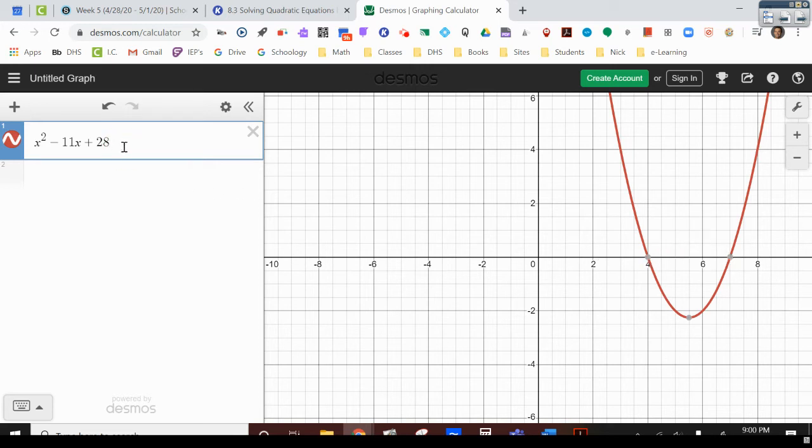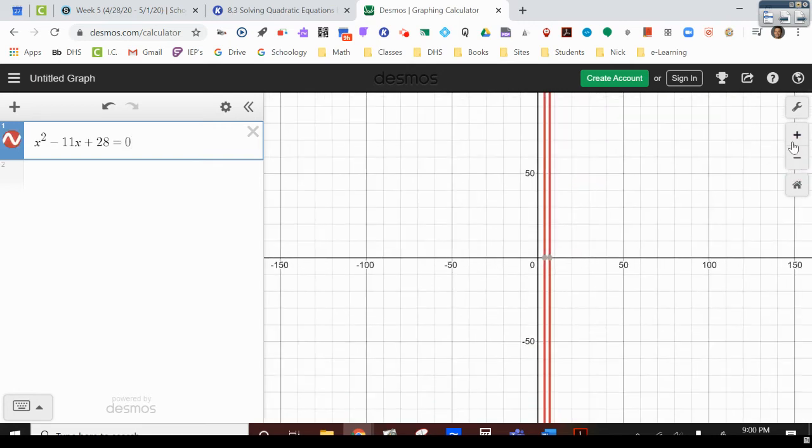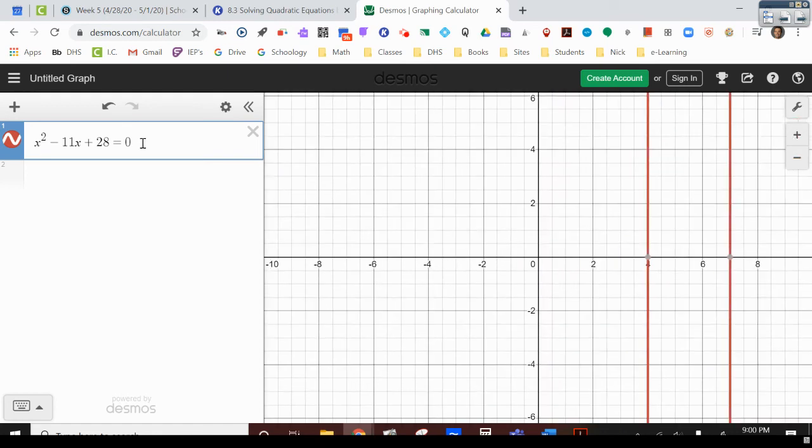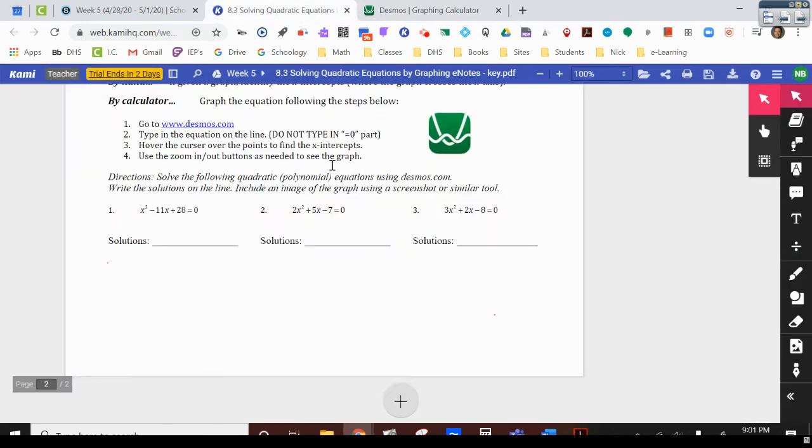I'll show you really quick what happens if we put equals 0. Look at my graph. Now I just have two straight up and down lines. So that's why I don't want the equals 0 part. I just want the expression without the equals 0 part. So I said my solutions were at 4 and 7, and I can go back in here and write my solutions of x equals 4 and x equals 7.